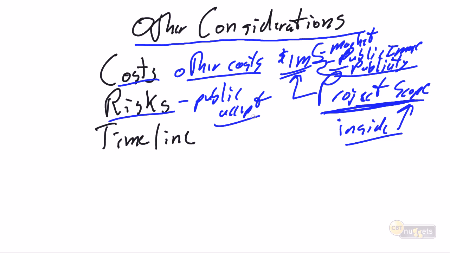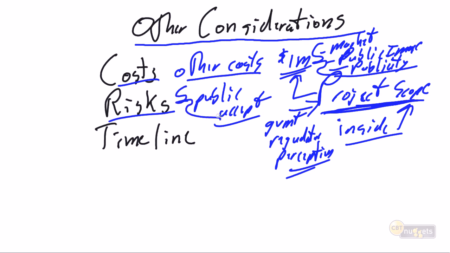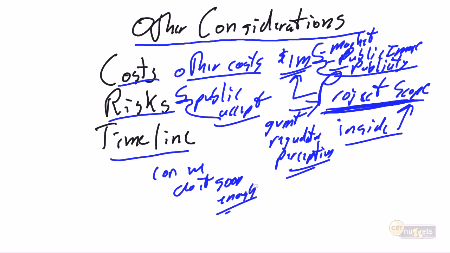Will the public accept this new solution? They think so, but there's also government concerns. There's regulatory concerns. And again, there's perception. So are there risks associated with the general acceptance of this project that's still not within Steve's scope or ability to influence or control? And what's the impact for the timeline? Can we do it soon enough?